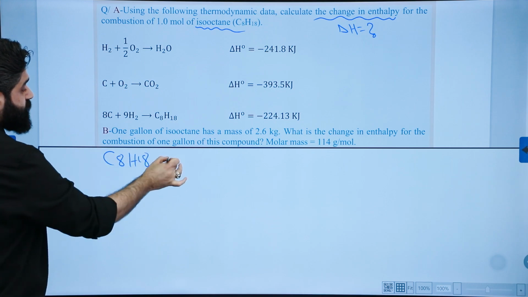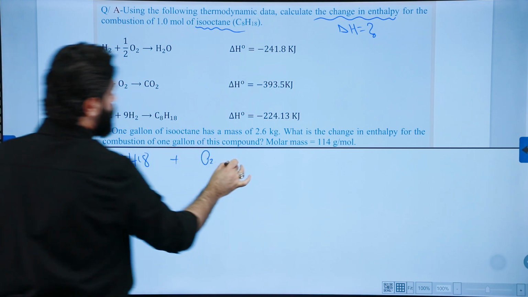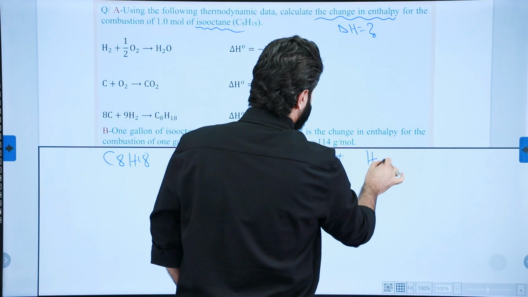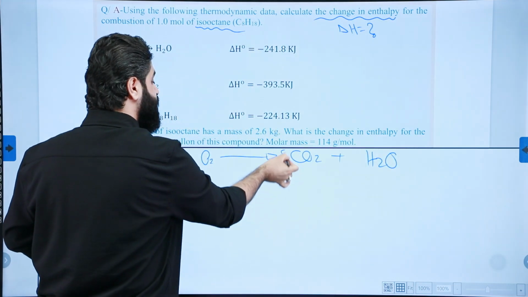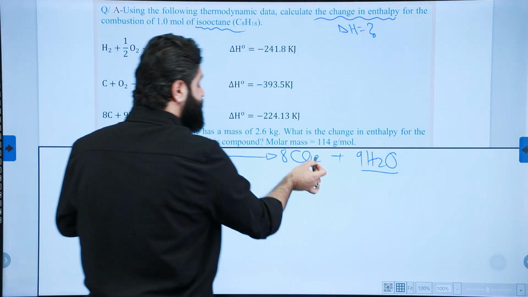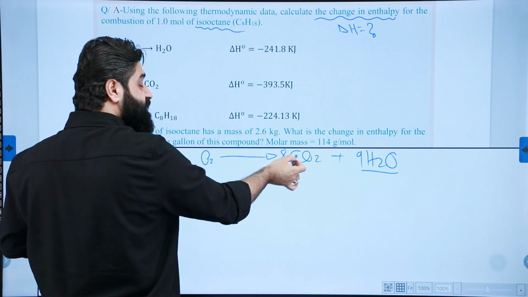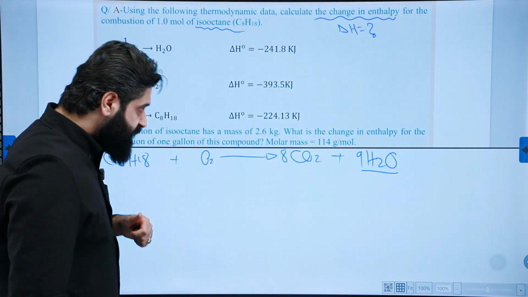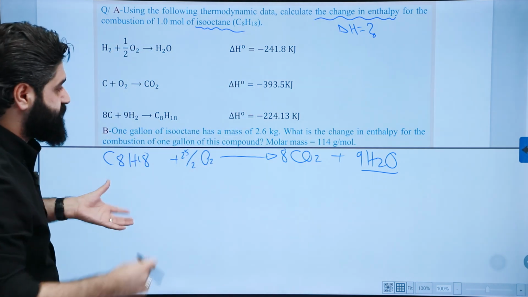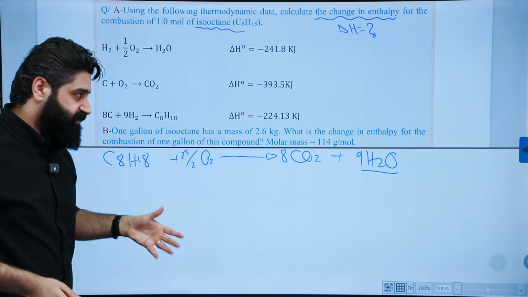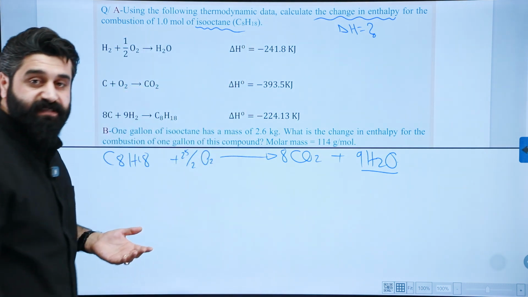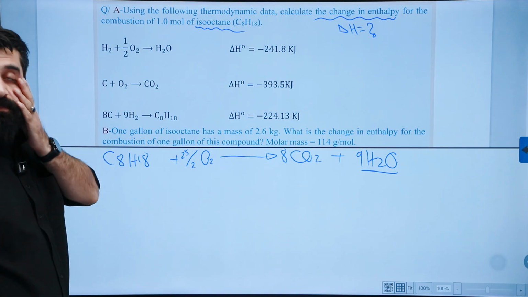Isooctane, C8H18. This is isooctane. How to write the combustion reaction? Plus O2 to form CO2 plus H2O. Balanced: 8 carbons multiplied by 8. Then hydrogen times 9. We have 9 oxygens along with 16 oxygens together will become 25. So this will be 25 over 2 oxygens. Look, 1 times 9 is 9 oxygens here. 2 times 8 will be 16. 9 plus 16 will become 25.